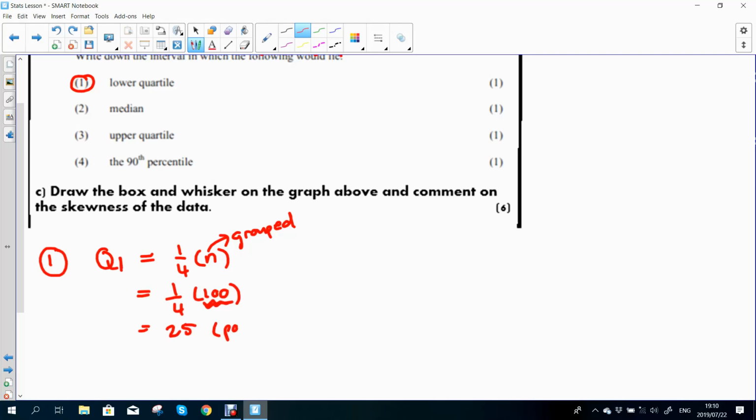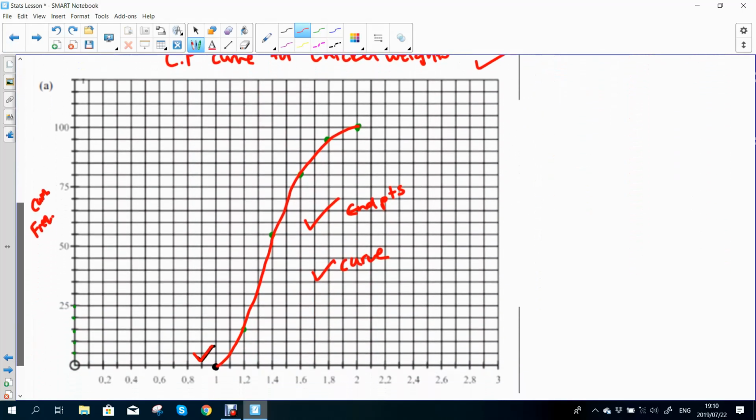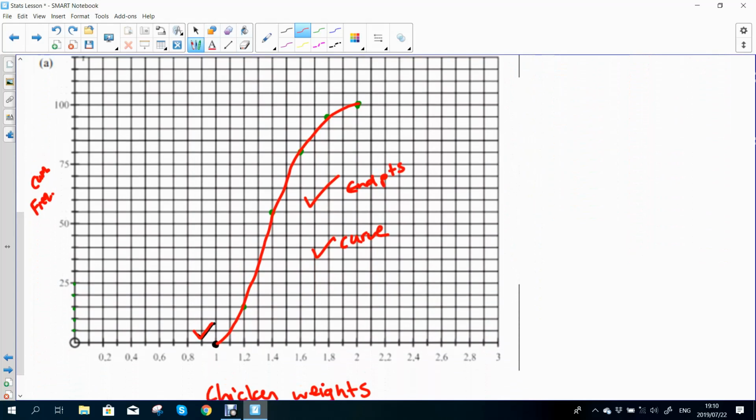And this is the position. Now you want to go read off what quartile 1 is. My position is 25, so I need to go to the y-axis because that's where my positions are. I'm going to go to 25 and draw a line, using my ruler. As soon as I hit the graph, I stop. Then I put down my ruler and read straight down. Now I want to estimate this value. It's between 1,2 and 1,3.